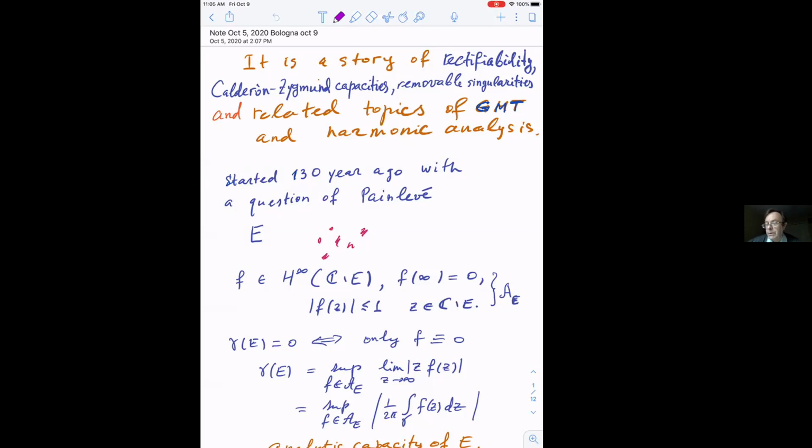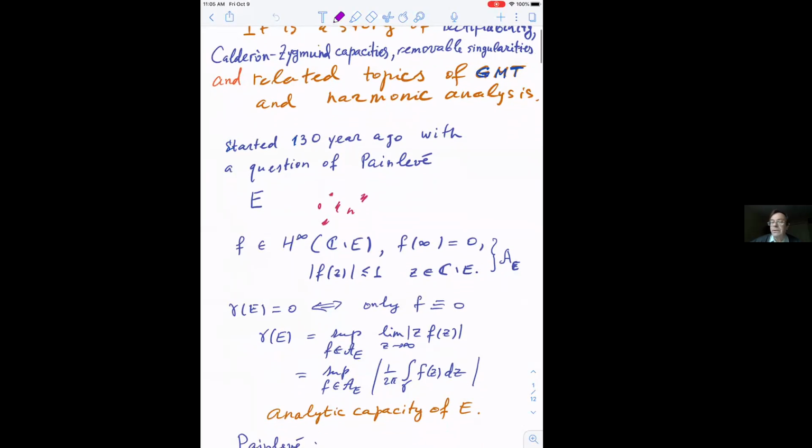This all started with the question of Painlevé. So let me formulate this question in the modern language. Painlevé asked the following question: given a closed compact set on the plane, when you can say that if you consider functions which are analytic in the complement, bounded, and zero at infinity, there is only one such function, namely the zero function.